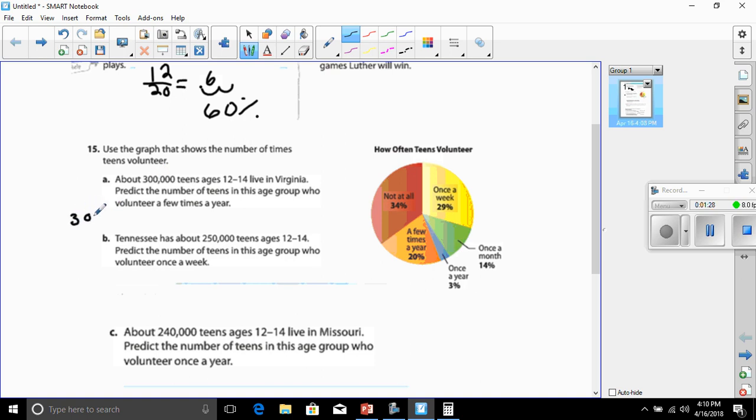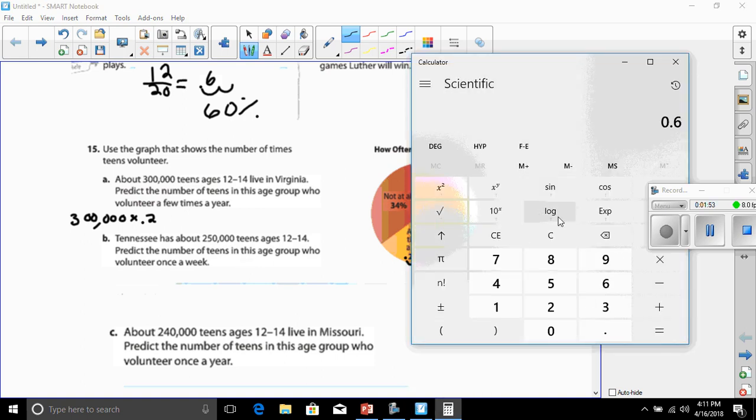300,000 times 20%, which is 0.2. We move our decimal over 2 spaces, right? 1, 2. Let's use our calculator again. I'm predicting about 60,000. Let's see: 300,000 times 0.2. 60,000, right on the money.